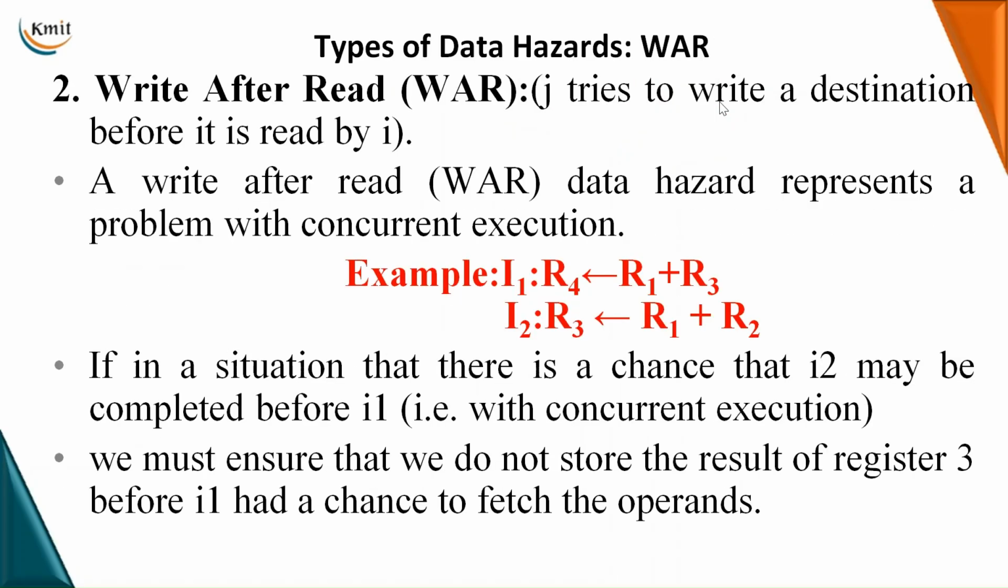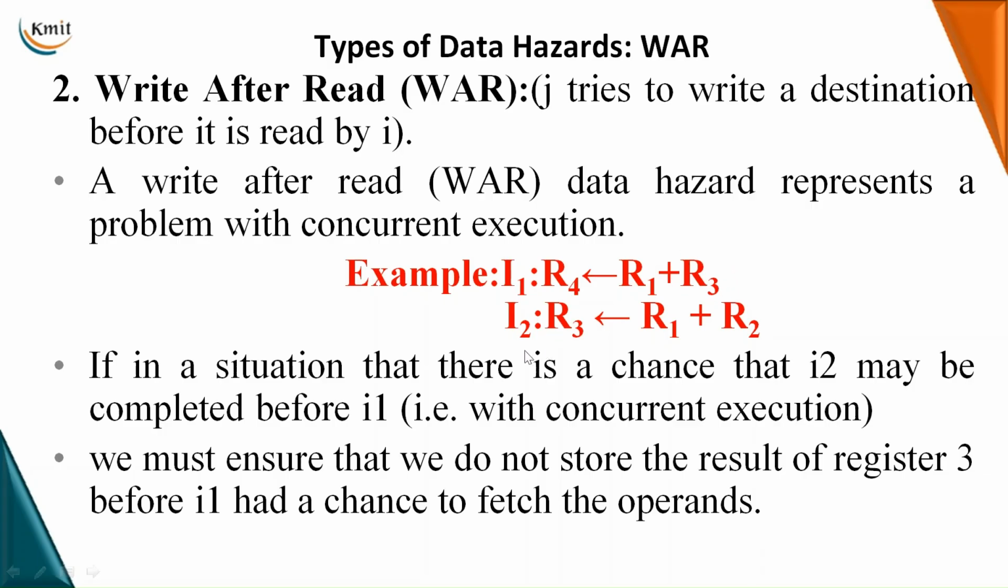The next type of hazard situation is a write after read data hazard. That is when J tries to write a destination before it is read by I. So say for example, for both the instructions I1 and I2, a write after read data hazard represents a problem with respect to concurrent execution. If you look at these two instructions I1 and I2, the first instruction is going to perform an addition of the contents of R1 and R3, and it is stored into R4. The second instruction I2 is performing the addition on the contents of R1 and R2, and it is written into R3. So say for example, because of concurrent execution, the instruction I2 completes before I1. If you look at this, R3 is a destination register here, where it also acts as a source operand in this particular I1 instruction.